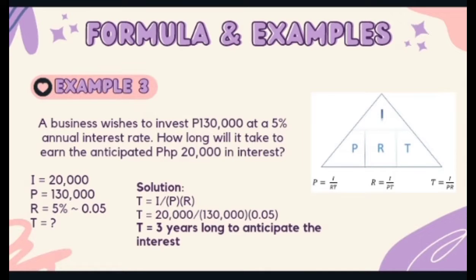The solution will be T is equals to I over P and R. So that would be 20,000 over 130,000 and 5. So if you multiply the 130,000 to 0.5, then divide it to 20,000, you'll get 3 years as the answer.